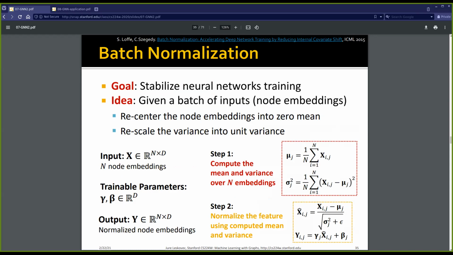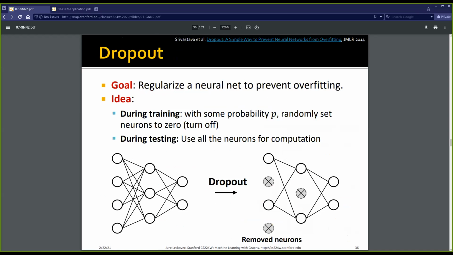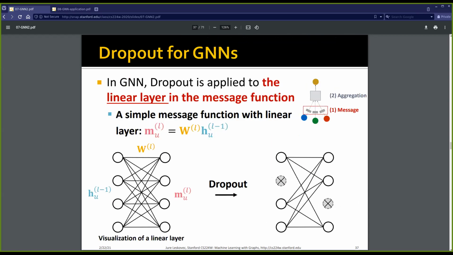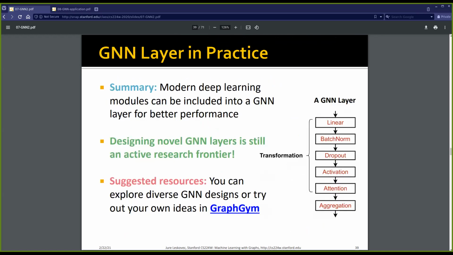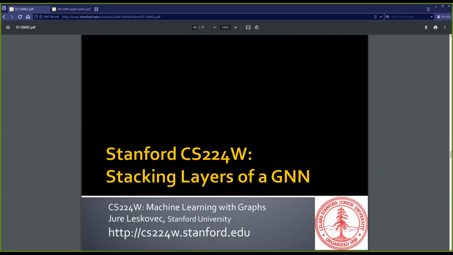Just a quick recap: batch normalization takes a batch of examples, for example a batch of nodes, computes the mean and standard deviation, renormalizes the embeddings of the nodes, and then additionally transforms them using some trainable parameters. Dropout just deactivates some neurons in the forward pass with a random probability p. Activations are something you should probably know, so I will skip that. That's everything for this.